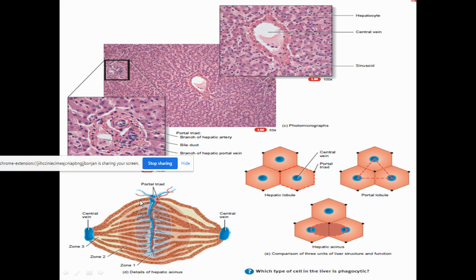Keeping this as the center, three imaginary lines divide this into three zones: zone 1, zone 2, and zone 3. Zone 1 is the closest to the triad and its branches. This is the first zone, which will receive the oxygen and nutrients from the hepatic artery, and the nutrients and toxins from the hepatic portal vein, from the blood.